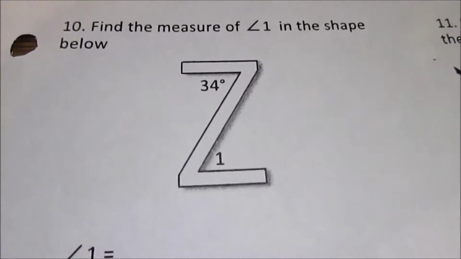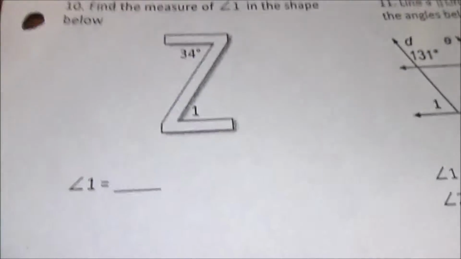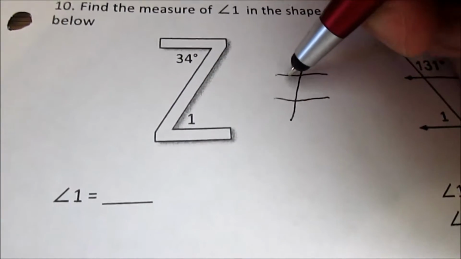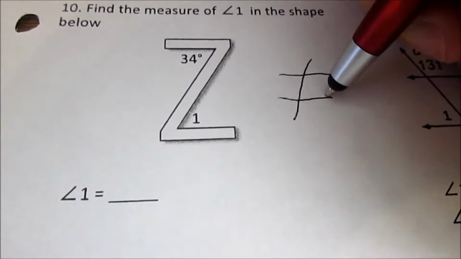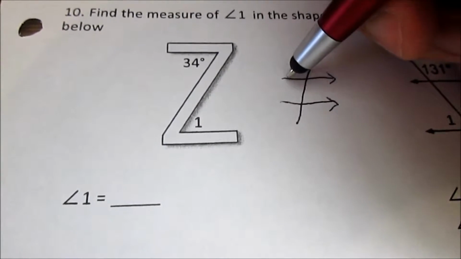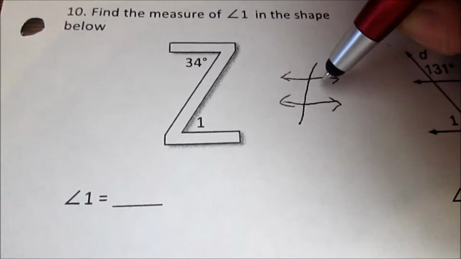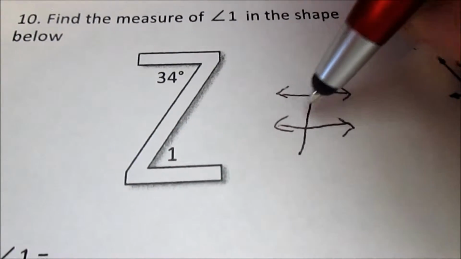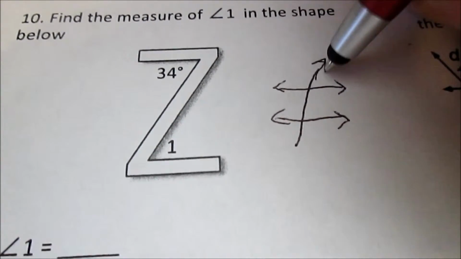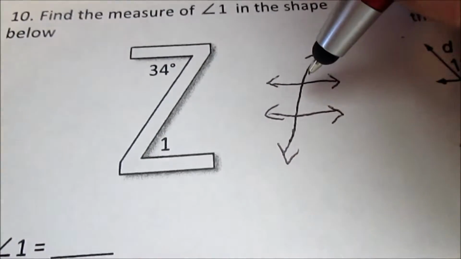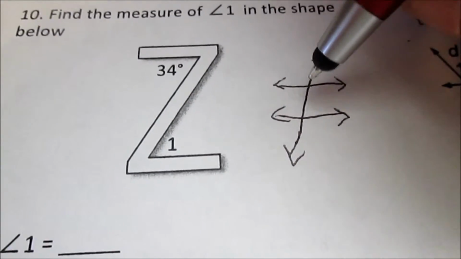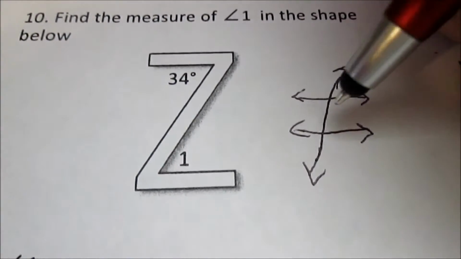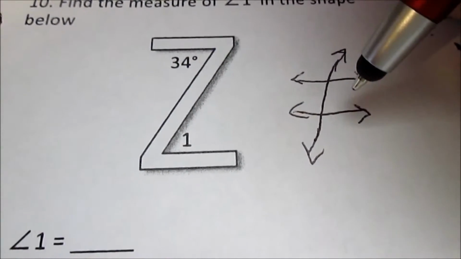Next question. Find the measure of angle 1 in the shape below. Now, this is going into the angle relationships given two parallel lines. So let's say these two lines here are parallel. Now, when that happens, there are certain groups of angles that are congruent. That means the measures are equal. And one of those groups is alternating interior angles.